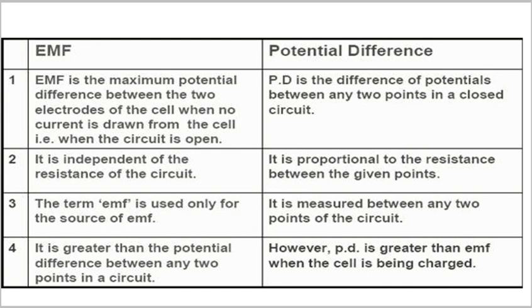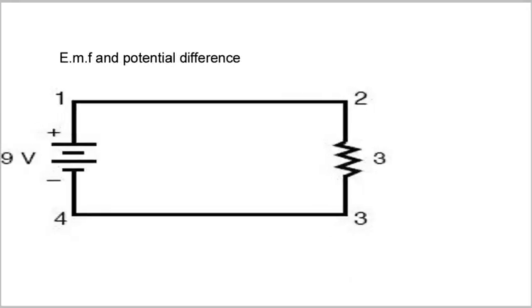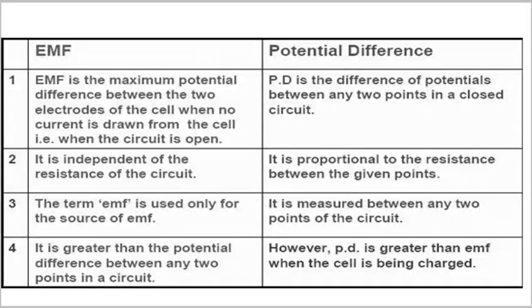The term EMF is used only for the source of EMF. So that is here only 9. Potential difference is measured between any 2 points of the circuit. EMF is greater than the potential difference between any 2 points in a circuit, because it is itself providing the potential difference. So definitely that will be the biggest.